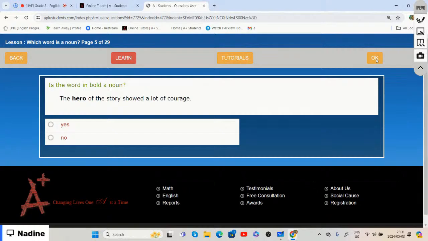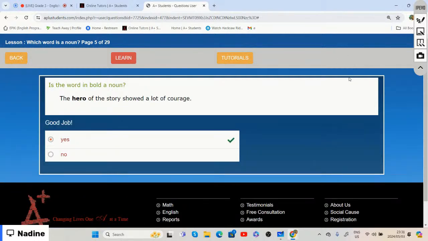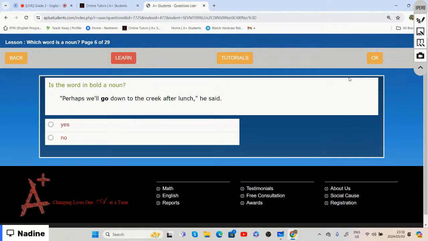All right. Yeah, so yes, we're going to say "hero" is a noun and it names a person. So well done. Yes, lovely, lovely. So yes, it is, right? So "hero" is our noun.